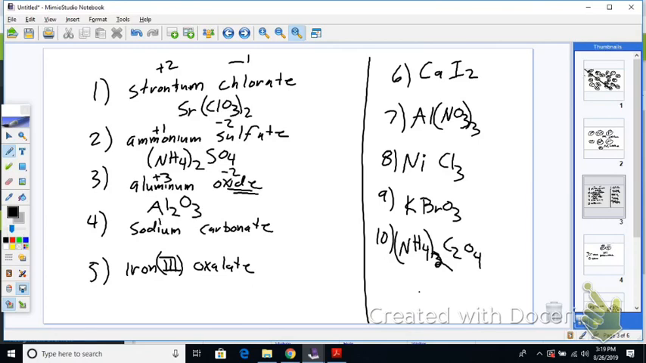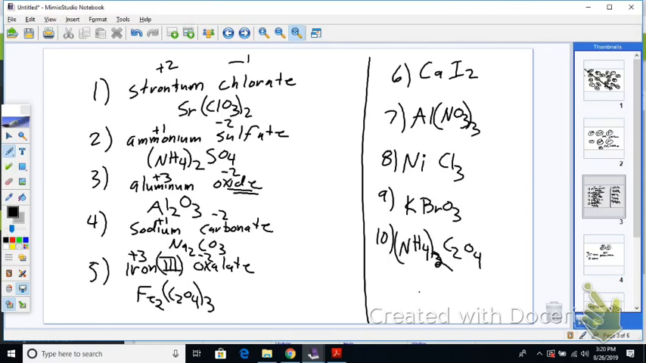Sodium is a +1. Carbonate is a -2, CO3. So that's why that one's Na2CO3. Now in that one, since I only have one CO3, I don't have to put it in parentheses. And then this last one, I don't even have to look up iron's charge because the 3 is indicating the charge. And oxalate's a -2. So that, again, we just need 2 irons for every 3 oxalates. Oxalate, C2O4, with a 3 behind it.